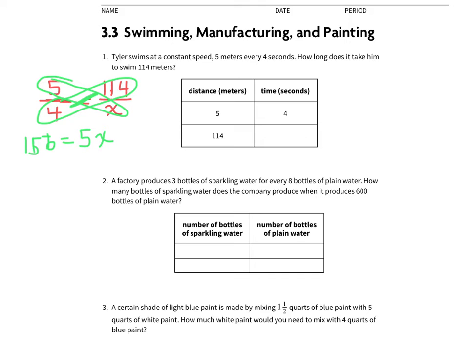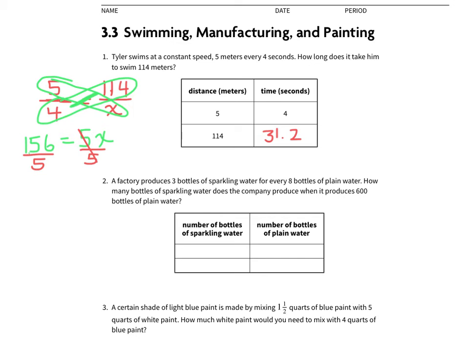Now the question is, how do I go from 5 times what gives me 156? Well, I solve that by dividing. I'm going to divide by 5 and divide on the other side by 5 as well. And if I divide 156 by 5, I get 31 1/5, or 31.2, I believe, seconds. Okay, so we can do that using what we call a proportion.